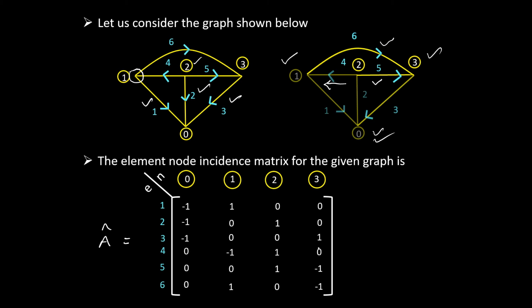So this is how we have to form the element node incidence matrix for a given graph. Since the number of rows represents the number of elements and the number of columns represents the number of nodes, the size of the matrix will be equal to E cross N, where E is the number of elements and N is the number of nodes. So I hope this is clear.